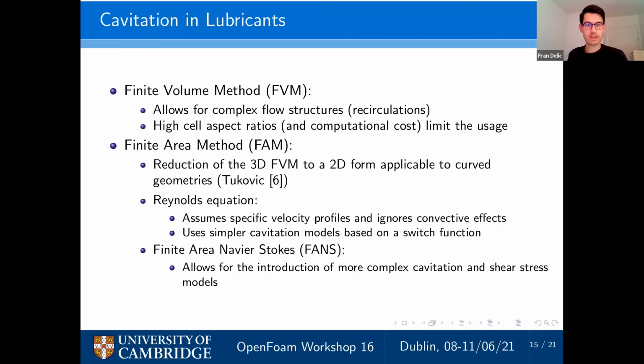An alternative is the finite area method, devised by Tukovic, which is a general reduction of the three-dimensional finite volume methods to a two-dimensional form applicable to curved geometries. The classical approach is to use a Reynolds equation. However, within its derivation, specific velocity profiles are assumed and convective effects are ignored. And this forces the equation to use a simpler cavitation model based on a switch function. A reformulation is the finite area Navier-Stokes, which allows for the introduction of more complex cavitation and shear stress models in which we're interested.